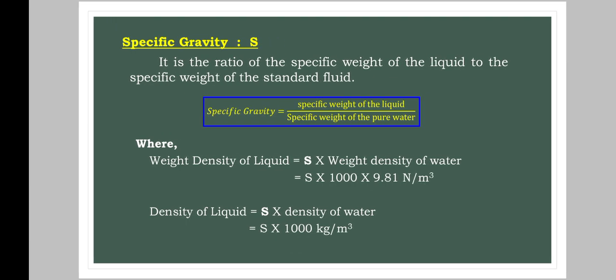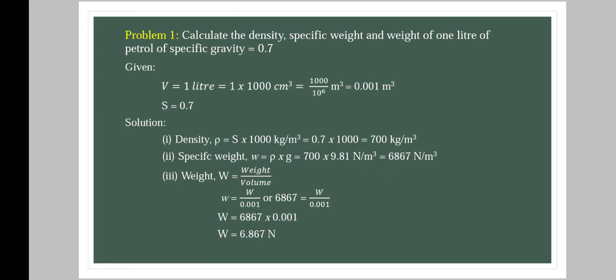Second is specific gravity. It is the ratio of the specific weight of the liquid to the specific weight of the standard fluid. Here the specific gravity gives the specific weight of the liquid divided by the specific weight of pure water. So the weight density of the liquid is S into weight density of water, where S defines the specific gravity, and the weight density of water, we already saw, is 1000 into 9.81 Newton per meter cube. By using these formulas, we will solve the problem.